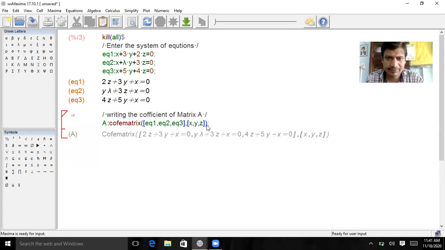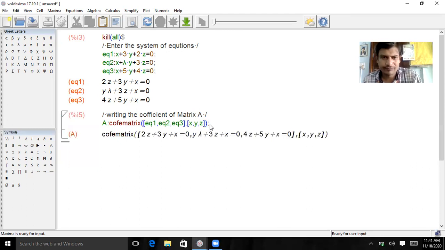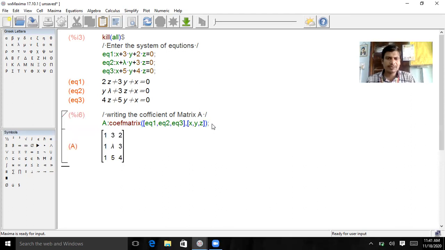See here, that is some mistake here. A colon of COEF, that is coefficient. COEF, that MATRIX, then equation 2, equation 3, then comma, then XYZ. This is your result. See here, I take the coefficient matrix, means the XYZ coefficient, means 1, 3, 2.